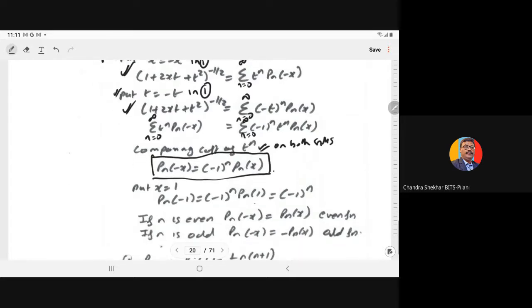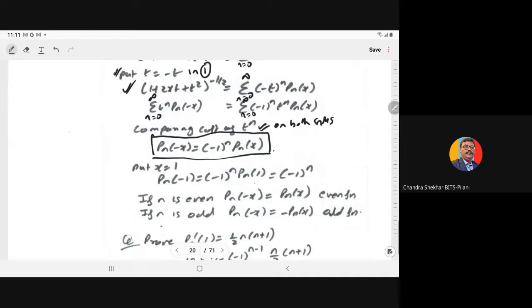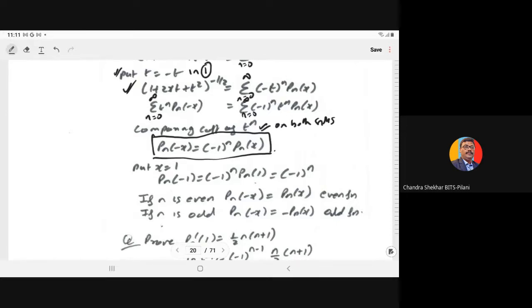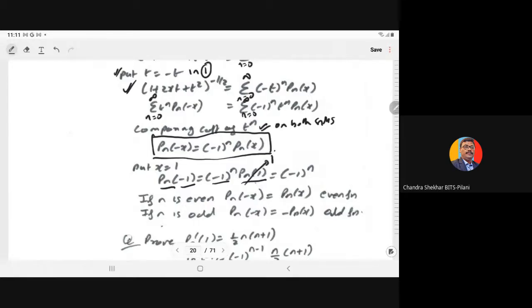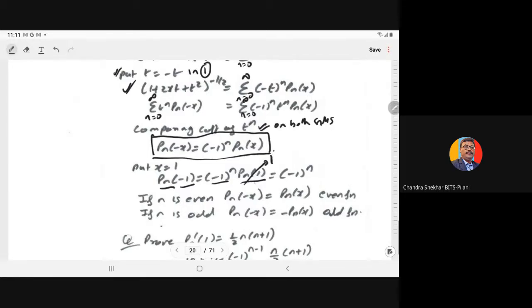Now when we put x is equal to 1, in this only we are deriving one result. So when we put x is equal to 1, Pn of minus 1 will become minus 1 to power n into Pn 1. And Pn 1 is what? Pn 1 is 1. Earlier we have proved this. So this will give you Pn of minus 1 is equal to minus 1 to power n.